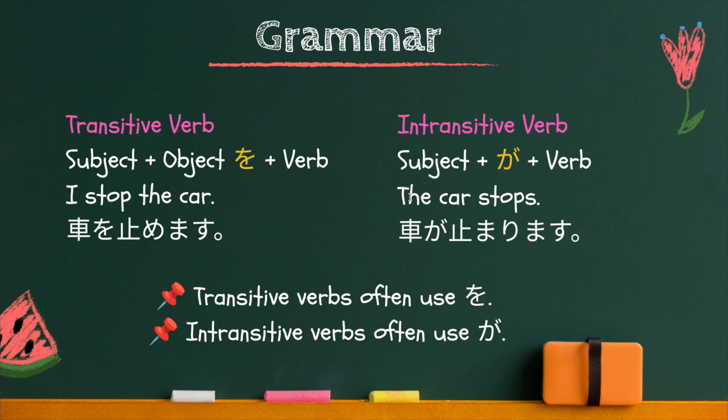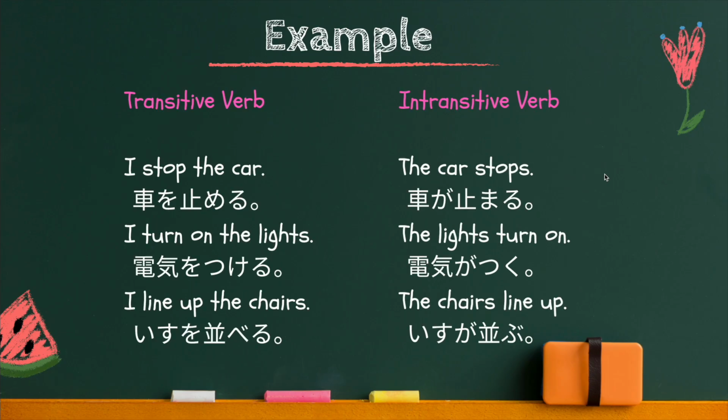Same goes for this intransitive verb. You could also say 車は止まります. Now the nuance changes. As for the car, it stops. So that's why it says often. But remember, transitive verbs take O particle and intransitive verbs take ga particle. Now, I will show you more examples. So I will introduce you to important transitive and intransitive verbs.